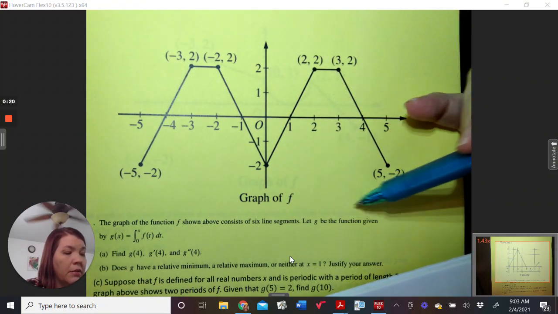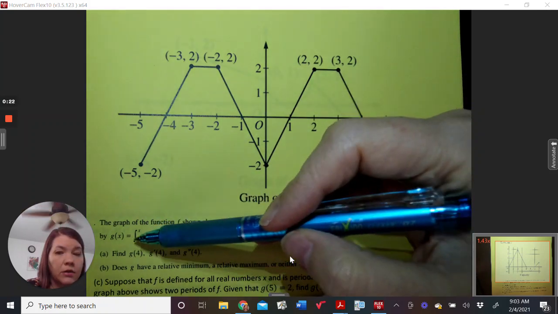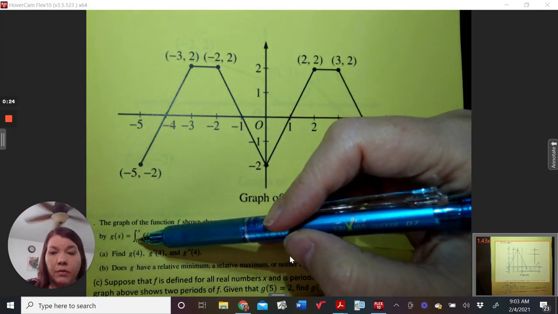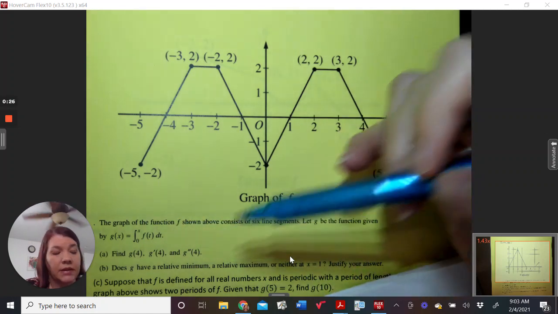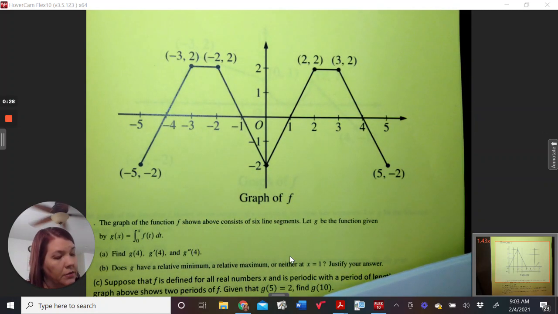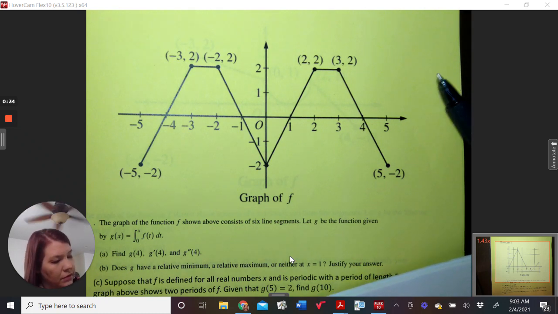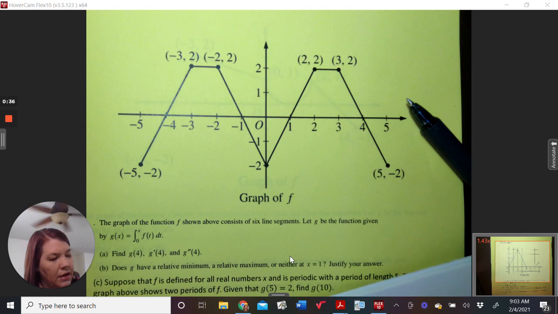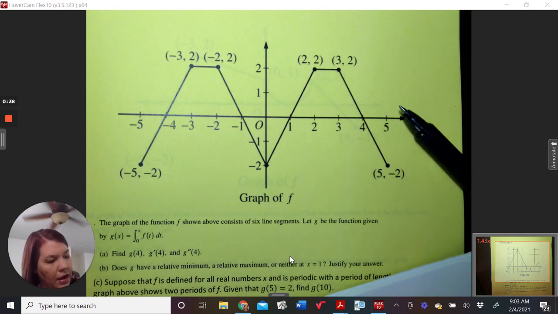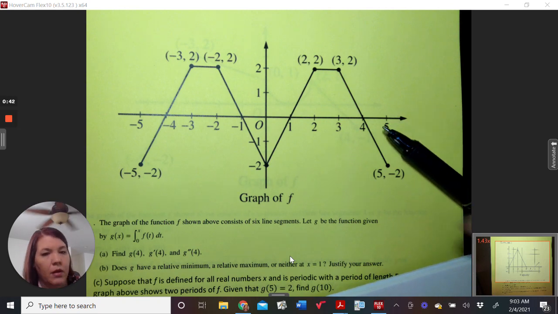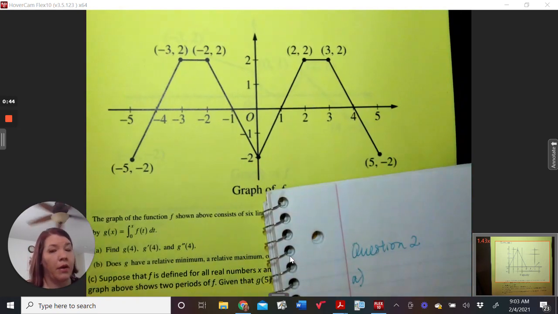Let g be the function given by g of x equals the integral from 0 to x of f of t dt. All right, so I'm going to go ahead and write that down. And that starting point is really important. The rest of it is pretty much the same as last time, except for now, instead of starting at 2, we're starting at 0, which is a little bit nicer. Okay, and just like last time, I will be writing on paper.